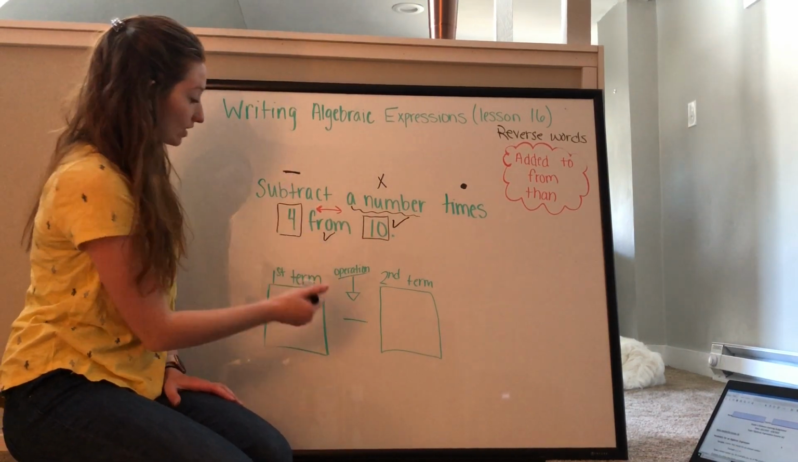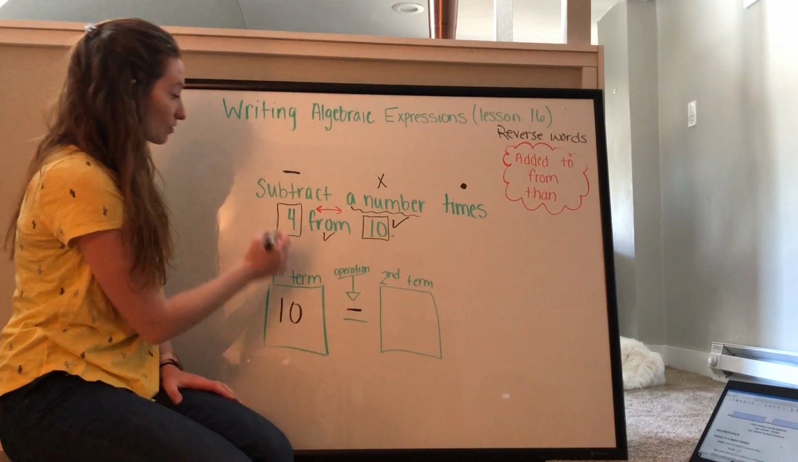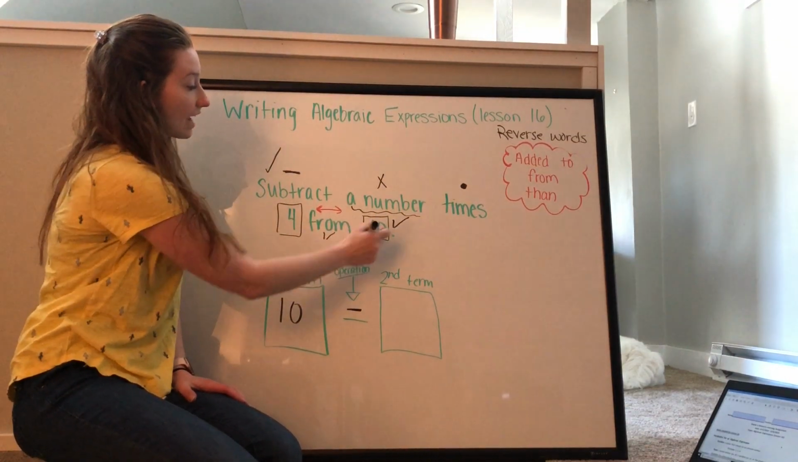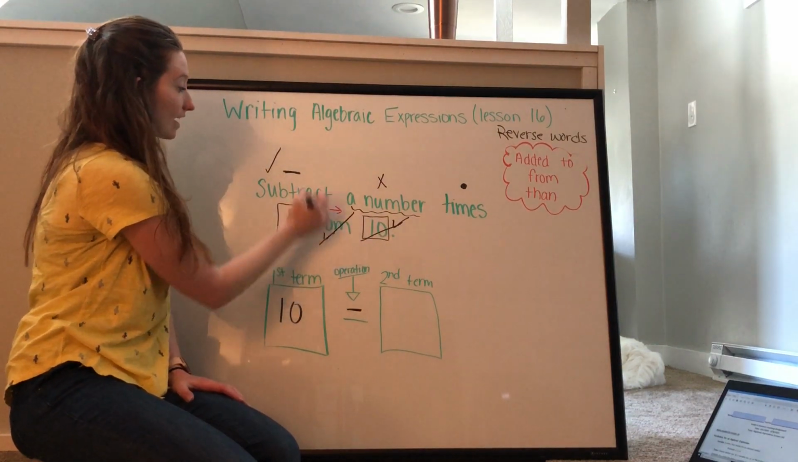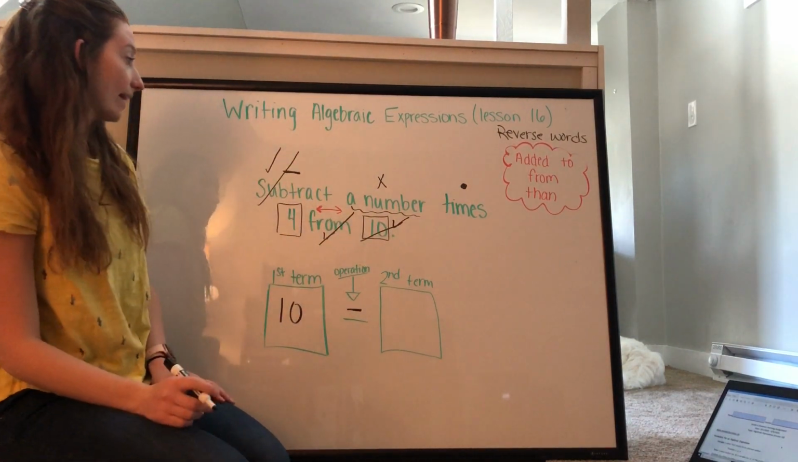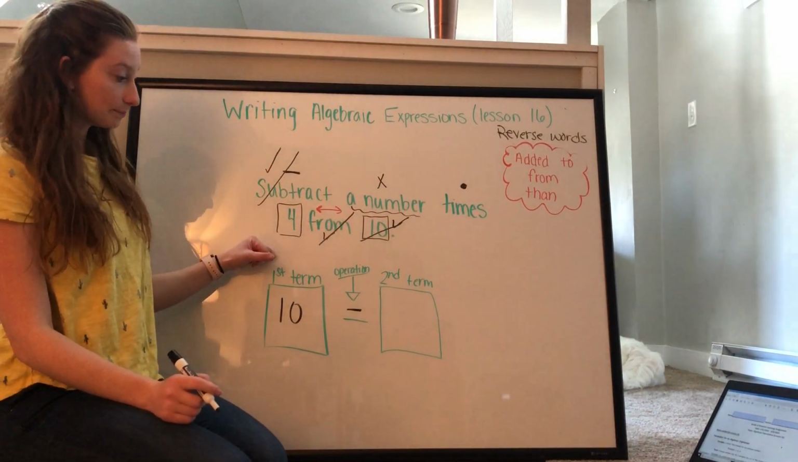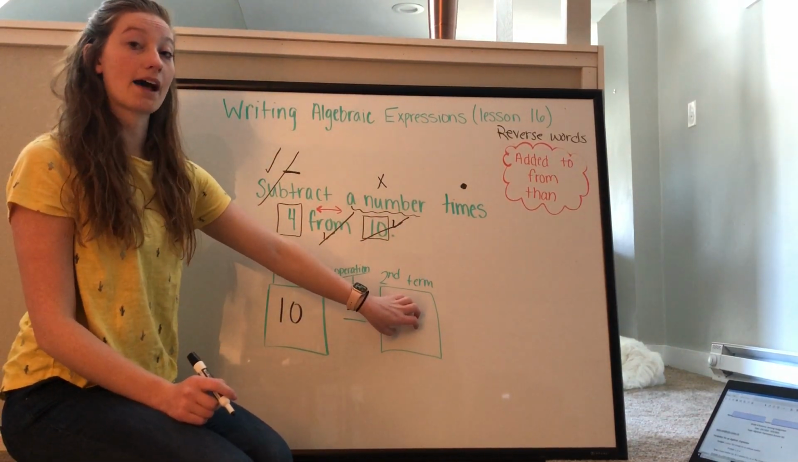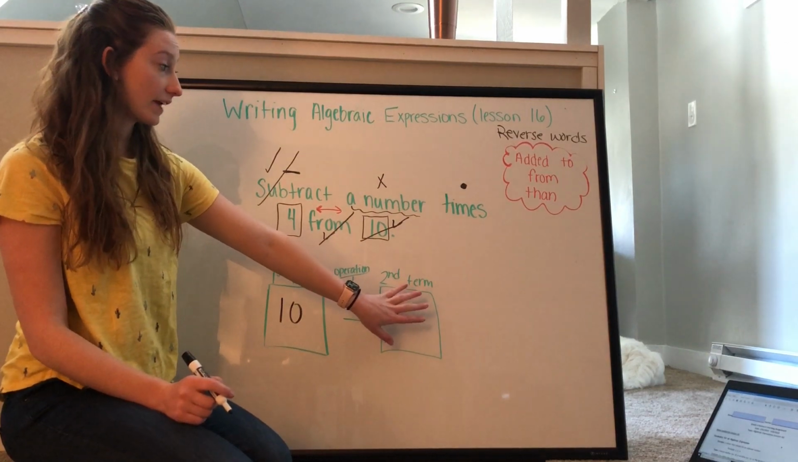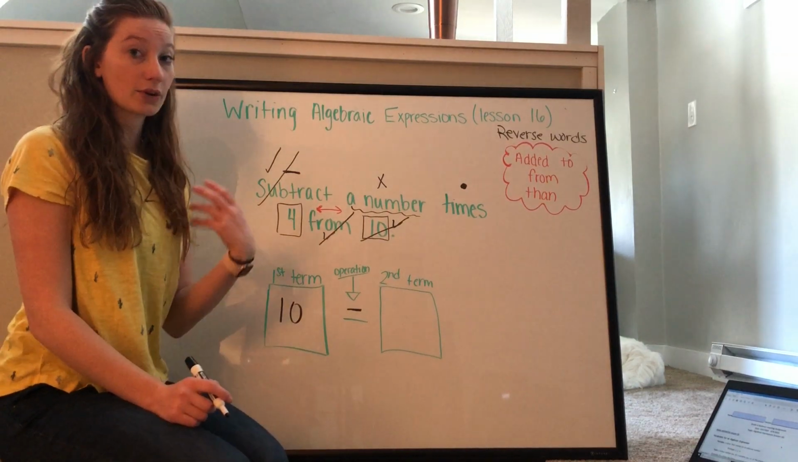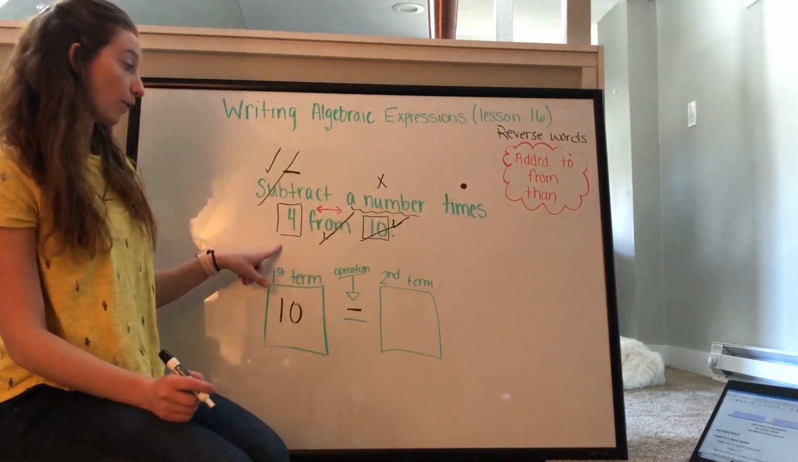And I can put my operation because I know it's subtraction. So I have used subtraction, I've used from, and I've used 10. So all of these can be crossed out now. Now I have a variable, multiplication, and 4. We only have one box left, so that means it has to fit in here. Now it says a number times 4, so that means it's going to be x times 4.